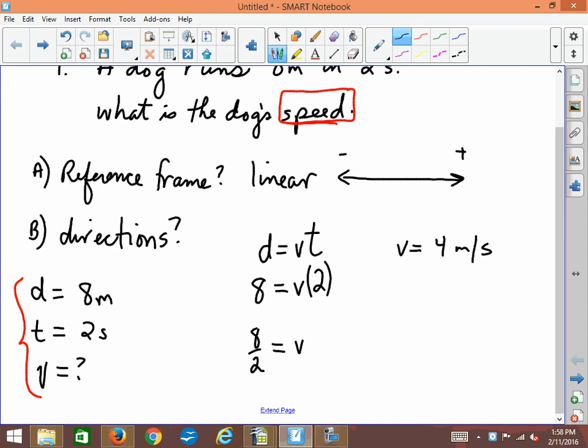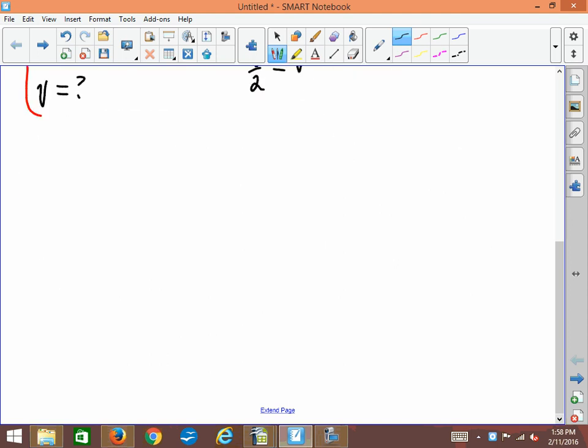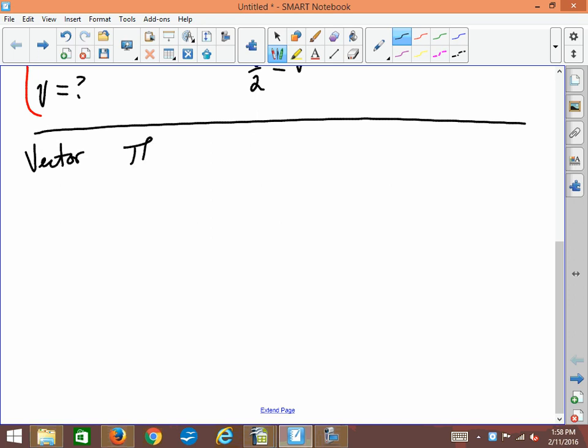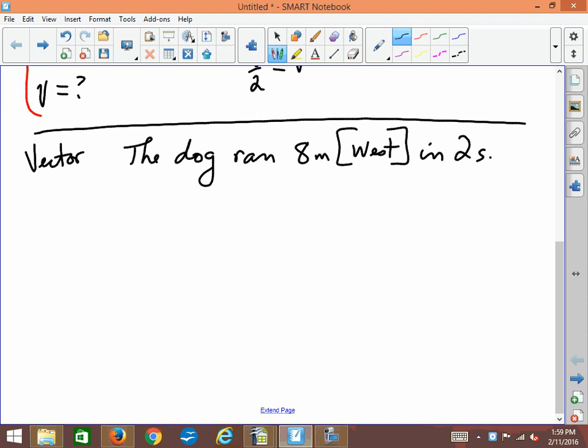Now that was ridiculously simple, right? Let's look at how it might change if there was a vector. Okay. Let's look at now how we would deal with that if there was a vector. Let's say the dog ran 8 meters west in 2 seconds. And then what is the speed? I'll just write what is V. Well, I better write what is velocity.